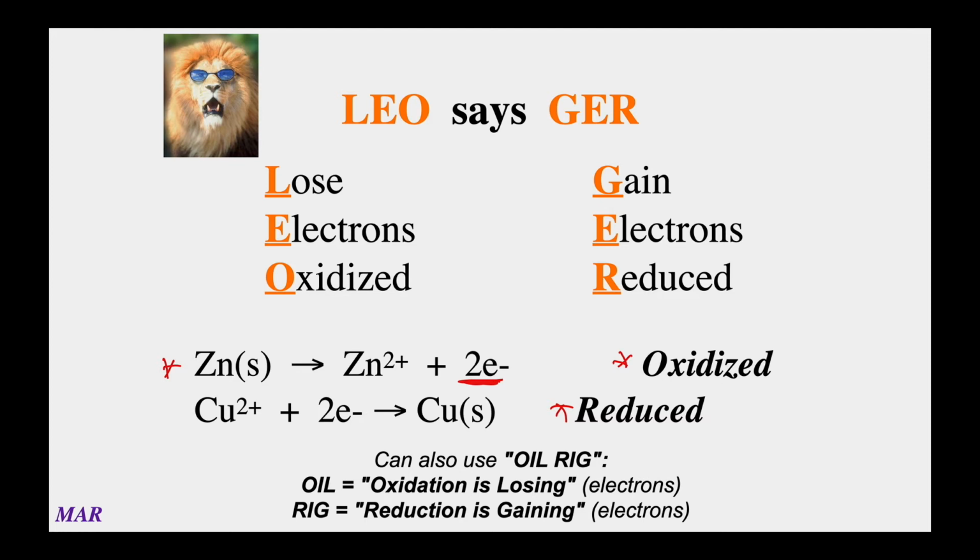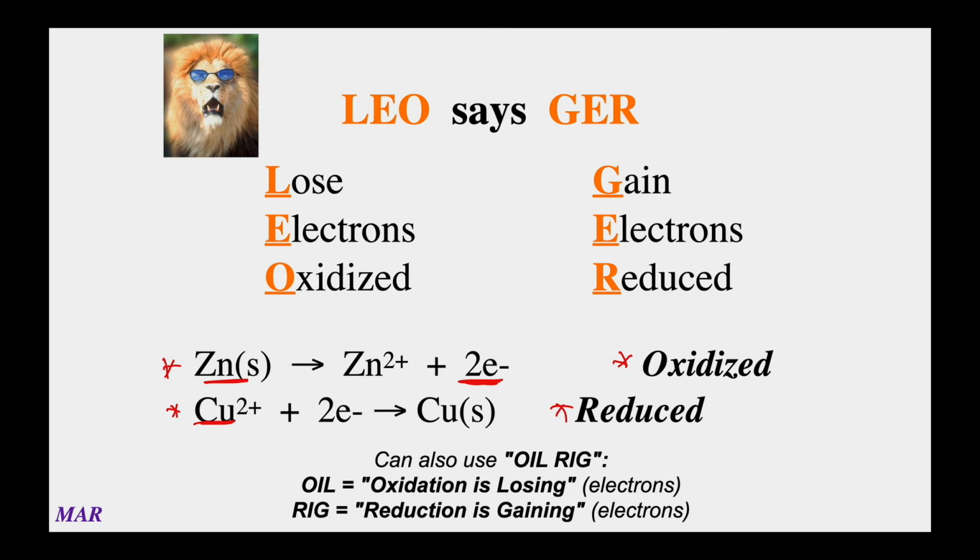Now, copper 2 plus can gain 2 electrons to become copper metal, copper with all of its electrons and protons. Copper 2 plus is gaining electrons, so copper 2 plus is being reduced. Notice that oxidized and reduced are always in terms of the reactant, all right? Zinc, the reactant, lost electrons. Copper 2 plus, the reactant, gained electrons. And in a redox reaction, you have to have something that's oxidized and something that's reduced.